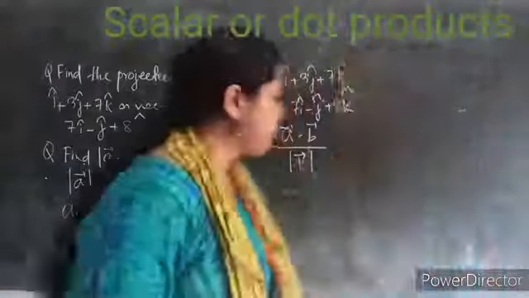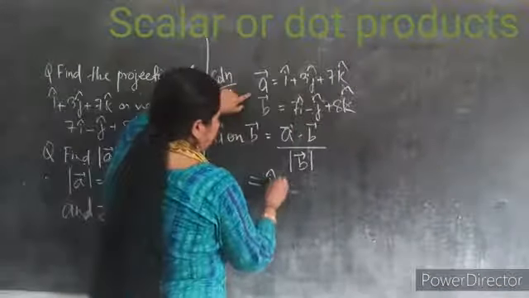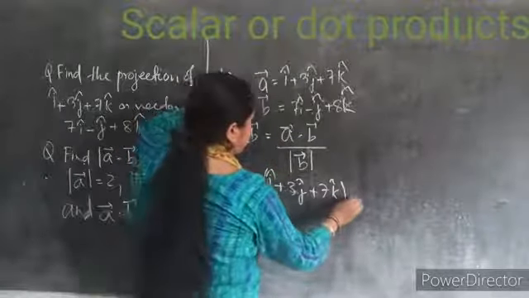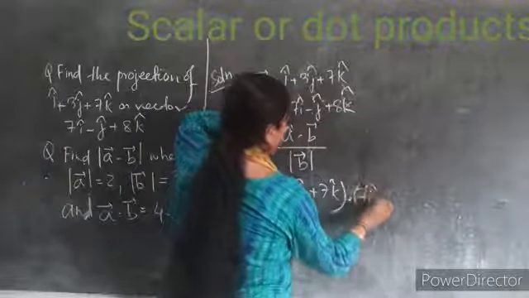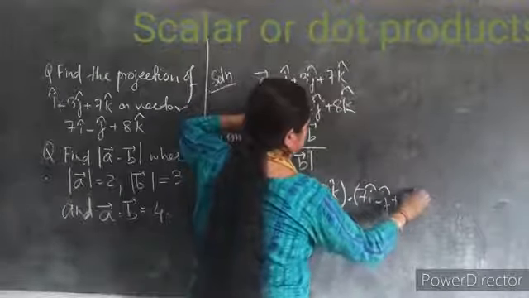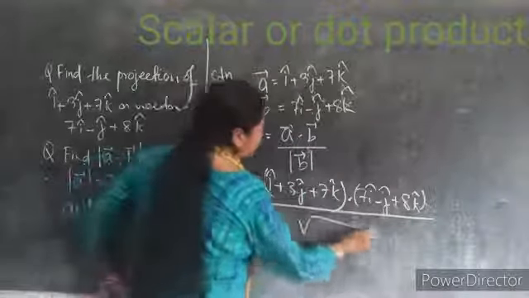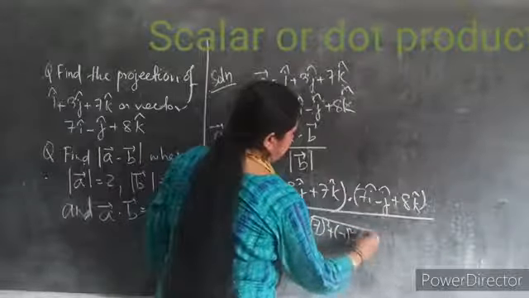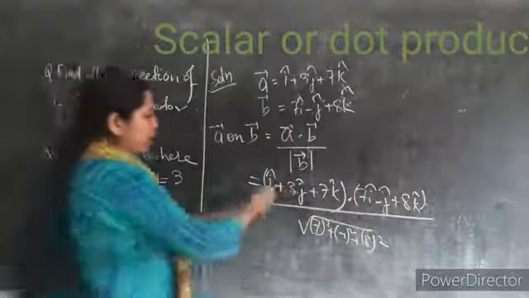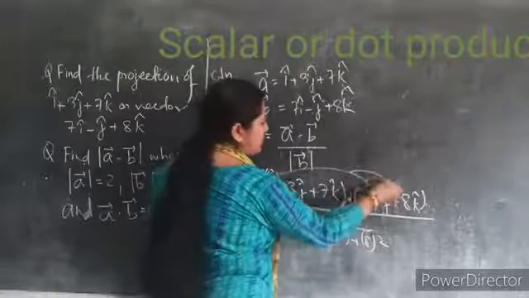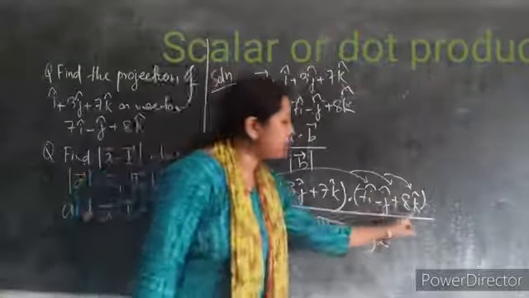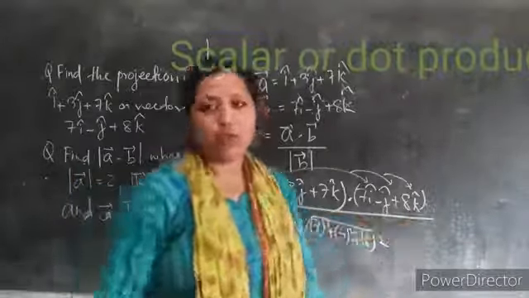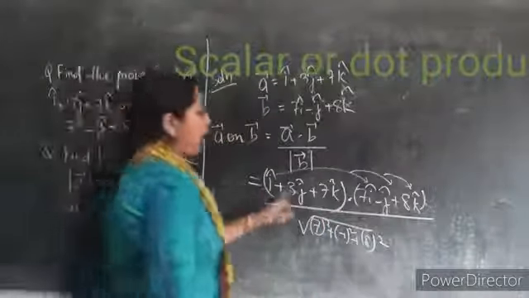Okay, so as you can see here, i cap plus 3 j cap plus 7 k cap dot 7 i cap minus j cap plus 8 k cap divided by magnitude, root of 7 square plus minus 1 square plus 8 whole square. So see here, dot product means what? You have to multiply the first part with this and with this. But no need to write the cross parts, because i dot j is also 0, i dot k is also 0. So only the i dot i part you multiply.